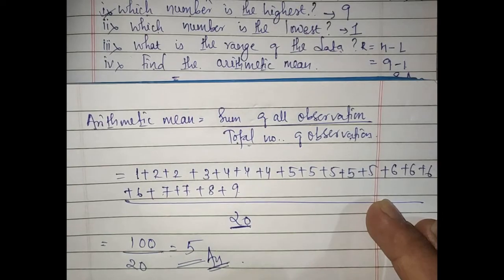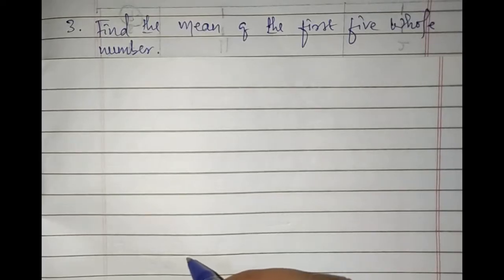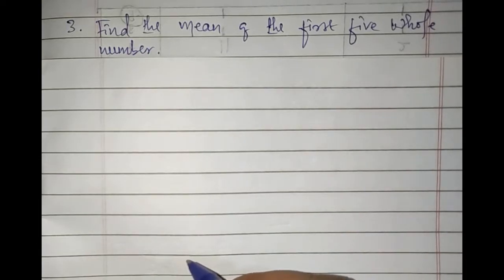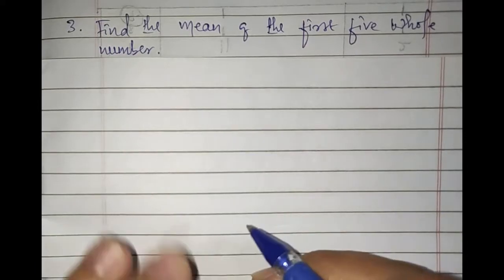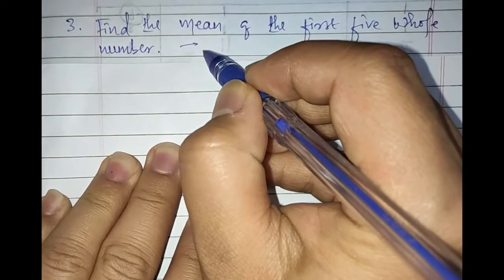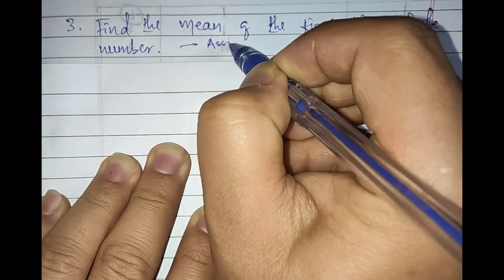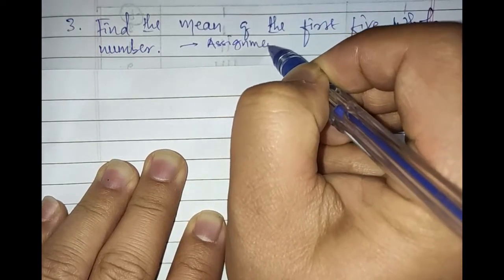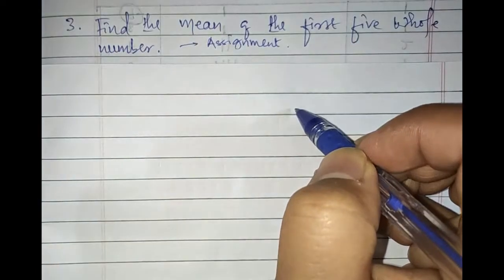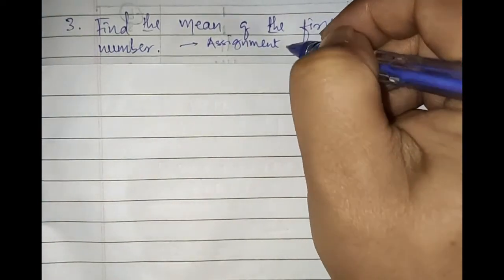Let us proceed to question number 3. Student, here we have the question number 3, that is to find the mean of first 5 whole numbers. Alright, so in the first class, when we started with chapter 1 integers, I told you what is whole number, what is natural number, what is odd number, what is even number, right? So this will be a home assignment. You have to find the mean or arithmetic mean by using the formula. This will be a home assignment. Okay, so you'll try to do it yourself. If there is any problem, you will comment in the comment section.